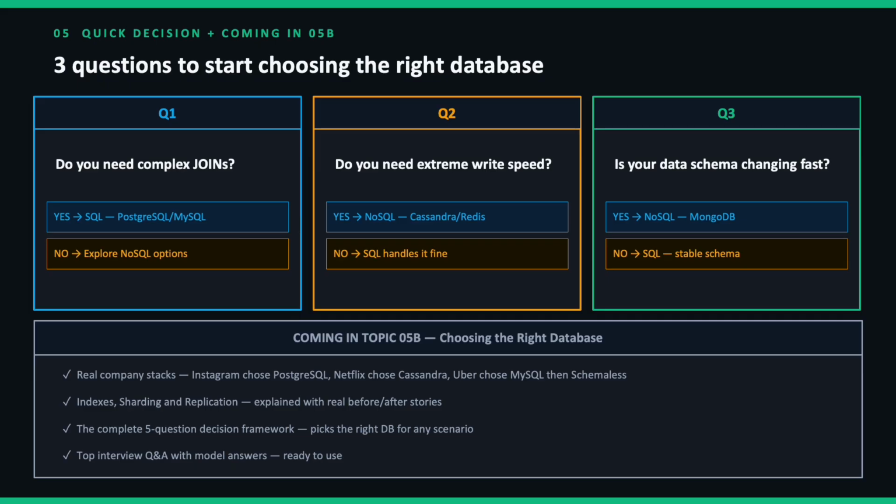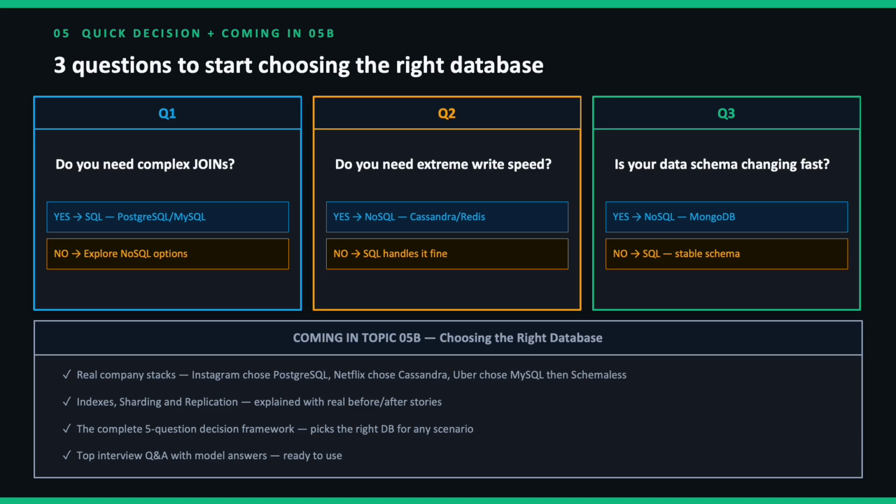Okay, you understand SQL, you understand the four types of NoSQL. How do you choose one? Here are three quick questions to start the decision. Question number 1: do you need complex joins? If yes, go for SQL, PostgreSQL or MySQL. If no, NoSQL is a strong candidate. Question number 2: do you need extreme write speed at massive scale? If yes, NoSQL, Cassandra or Redis depending on the use case. If no, SQL handles this fine.